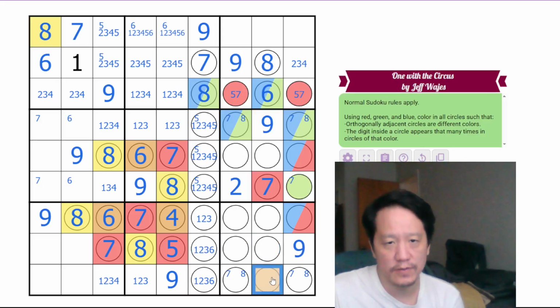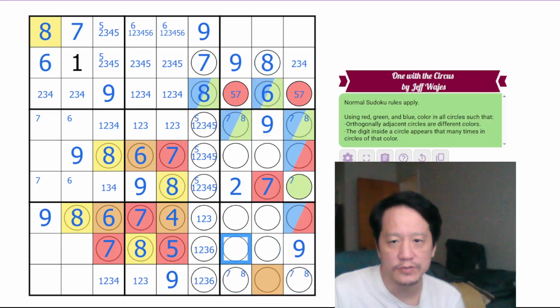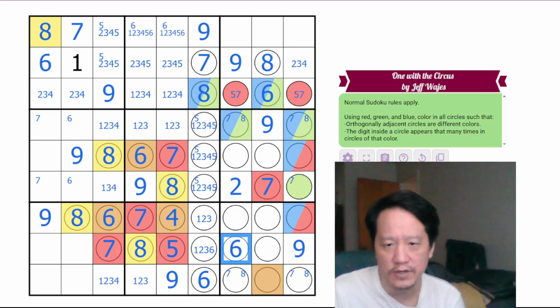This cannot be 6 here, cannot be 6 here. This is 7, 8 as a pair, so 6 has to be here, which means this can't be 6, so that's 6 there.